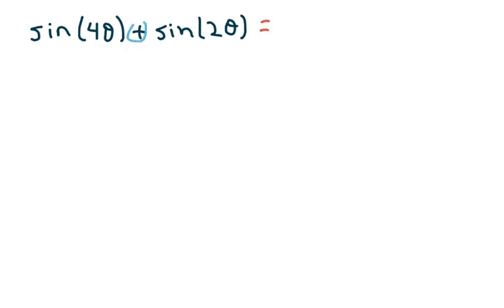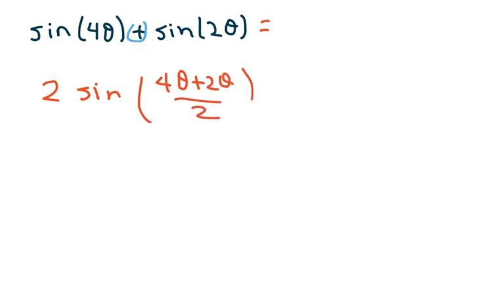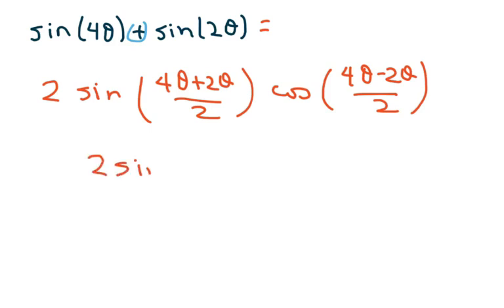So this equals 2 times sine of 4 theta plus 2 theta over 2 times cosine of 4 theta minus 2 theta over 2. And I'm going to go ahead and simplify everything together. So this will be 2 sine of 6 theta over 2 is 3 theta. And this is going to be cosine, and this is 2 theta over 2, which is just theta. And we'll go ahead and do that.